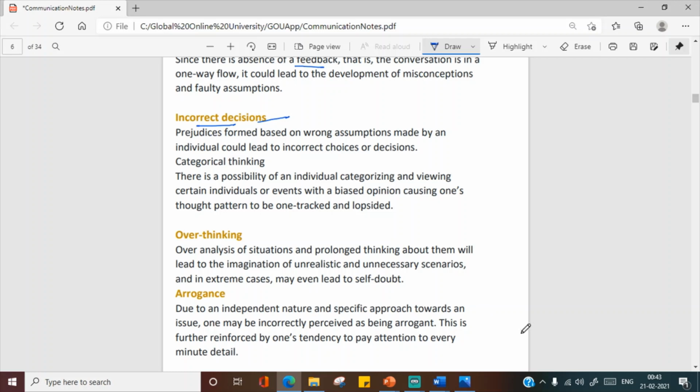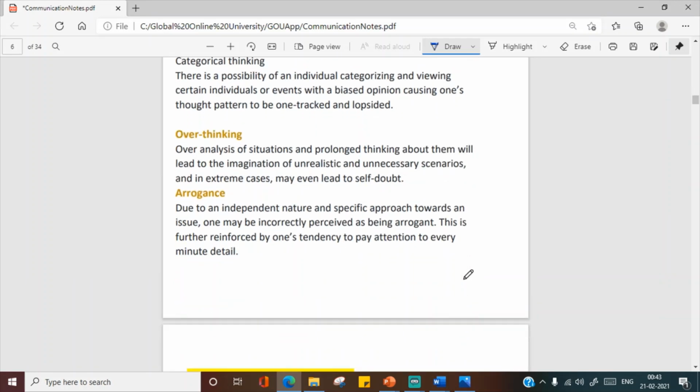Overthinking. When you keep talking to yourself, you think about some things a lot and it can disturb you tremendously.